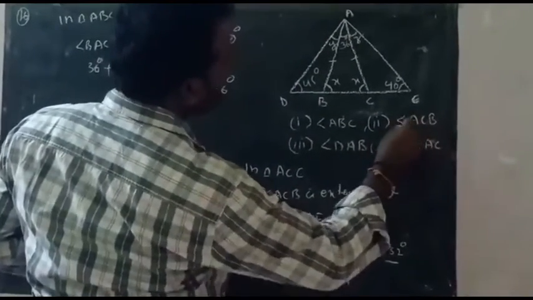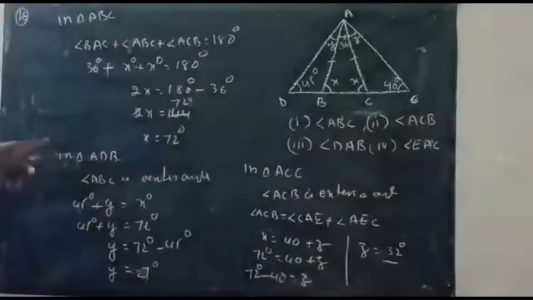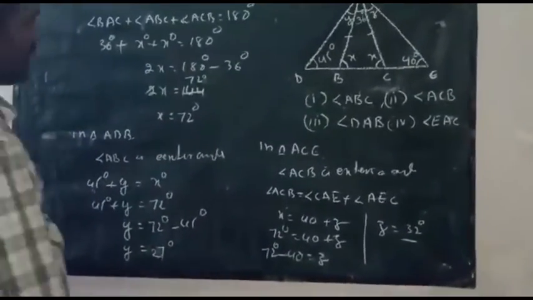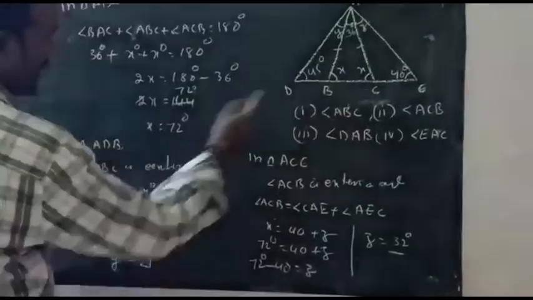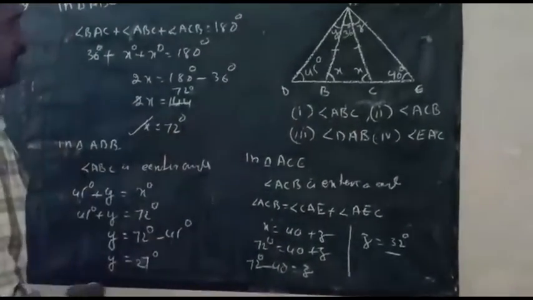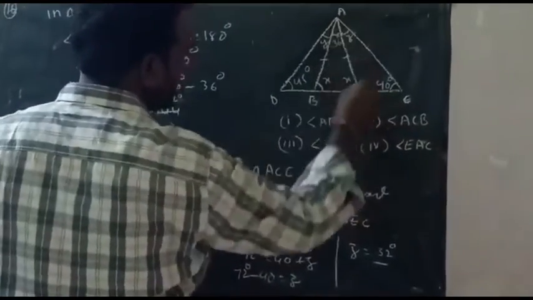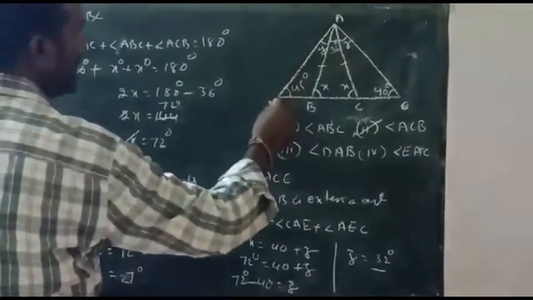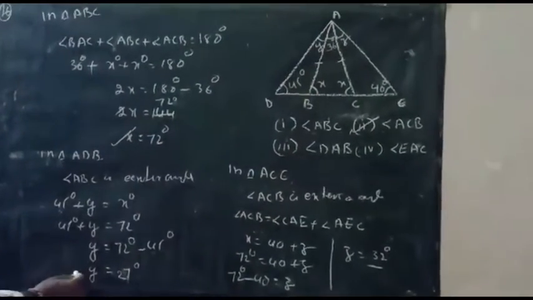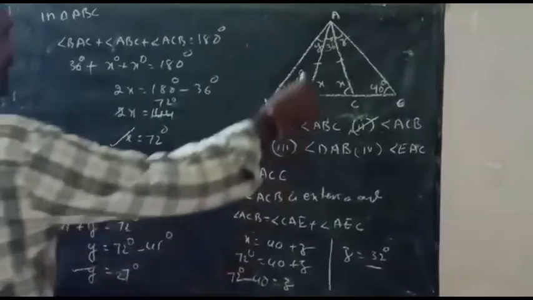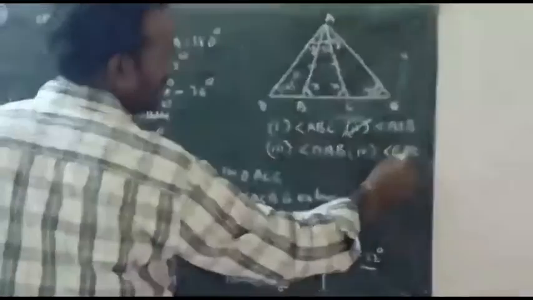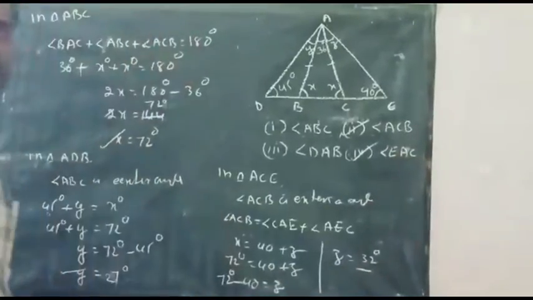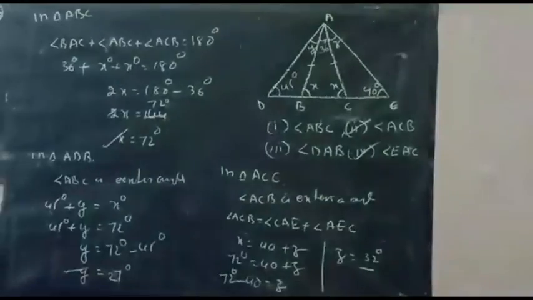Now, first of all, angle ABC is equal to x, and x means this value, 72 degrees. Completed or not? Next, ACB, this one also is x. Completed or not? Next, angle DAB is equal to this value. This one also is completed. Next, ACE, this value z, that is also completed. Yes, completed. Okay, students.